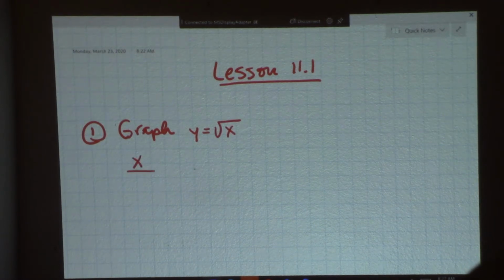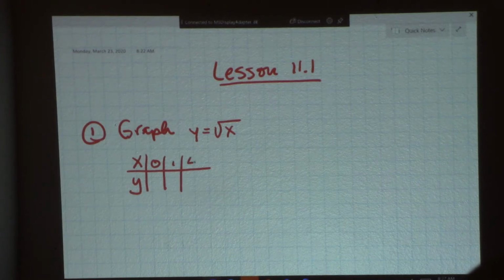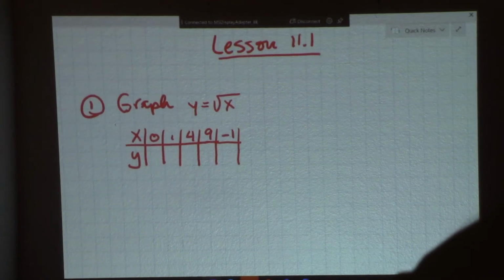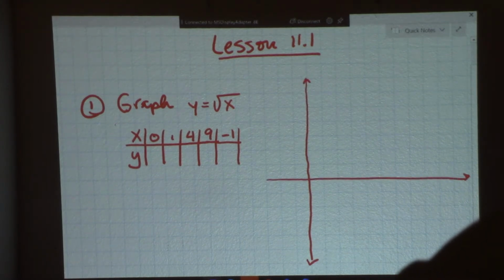On your paper, you have the table already written out, so I'm just going to copy that. And -1. And I'm going to make a graph over here to the right. And 1, 2, 3, 4, 5, 6, 7, 8, 9. Okay.